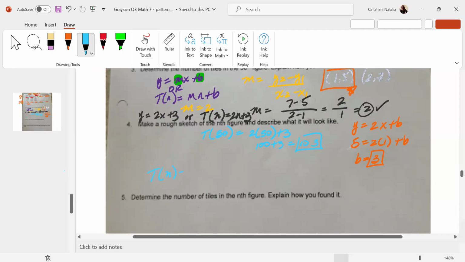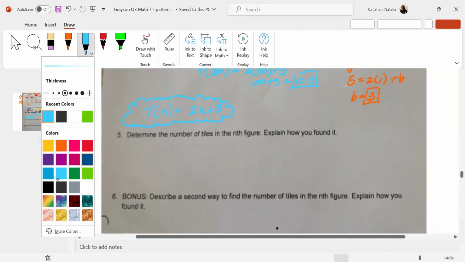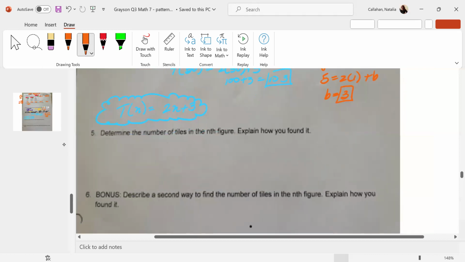But you know that your equation is t of n equals 2n plus 3. So as long as you have this equation, you can put any numbers in for n for the figure, and it'll give you the total number of tiles. Then continuing on to number 5, determine the number of tiles in the figure, explain how you found it. It's subjective. You can write whatever you want, right?